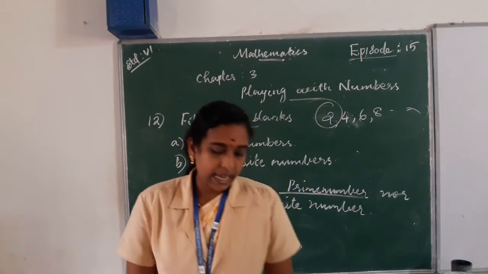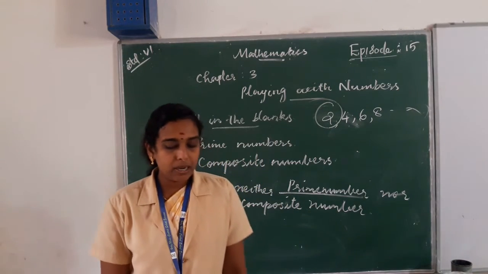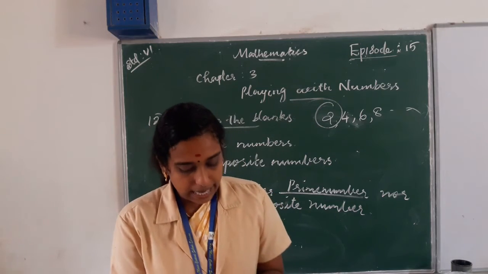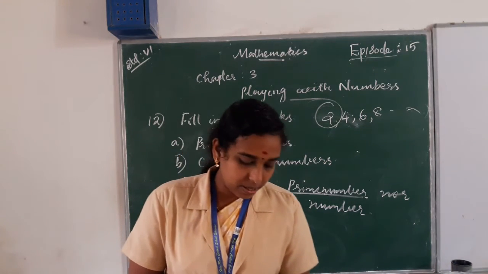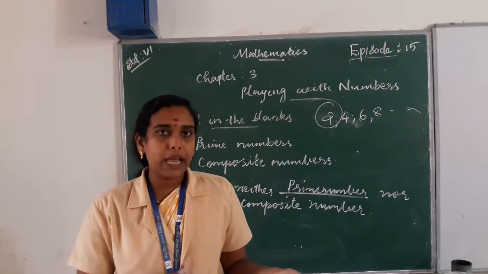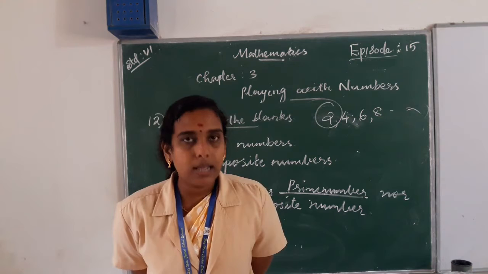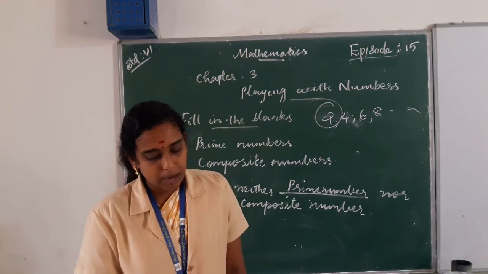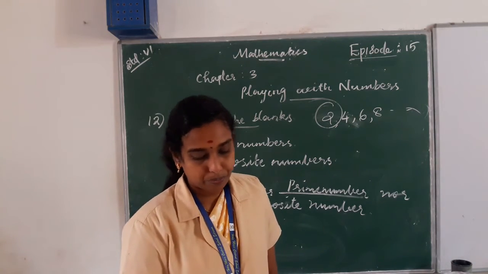So once again, fill in the blanks. A number which has only 2 factors is called a prime number. A number which has more than 2 factors is called a composite number. One is neither a prime number nor a composite number. The smallest prime number is 2. The smallest composite number is 4. And the smallest even number is 2.